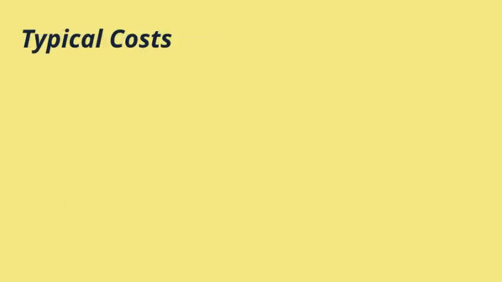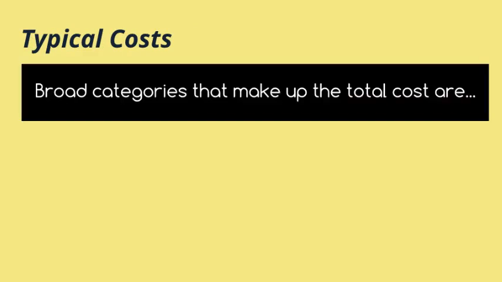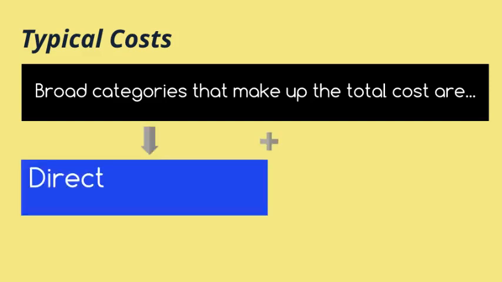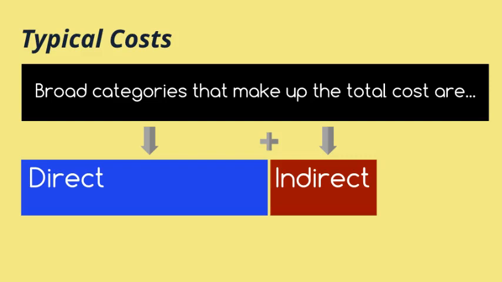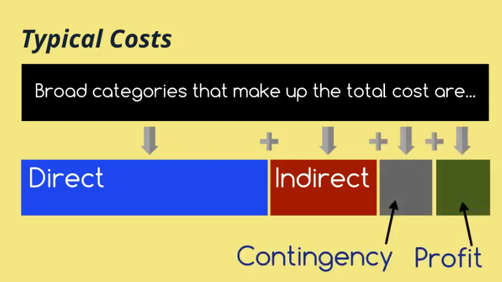So moving on to some typical costs. Let's look at some broad categories of costs first. The broad categories that make up the total cost, and so always need to be included, are direct costs plus indirect costs plus contingency plus any profit equals total cost. Let's look at each in turn.